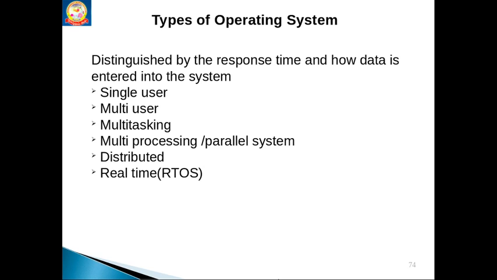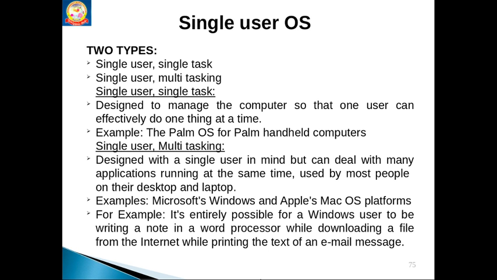Types of operating systems. There are several types: single user, multi-user, multitasking, multiprocessing, distributed, real-time operating system. So first let's come to the single user operating system. They are in two forms: single user single task, single user multitask. Single user single task means only one user can do one task at a time. Palm OS, palm handheld computers, means only one task we can do with that palm handheld computer. That is single user single task.